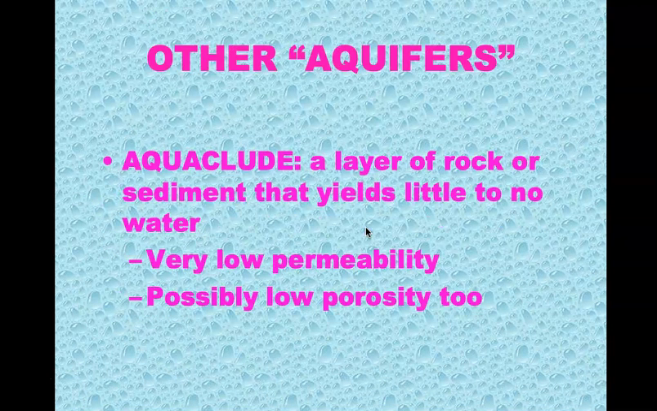Aquaclude, as in exclude, okay, that gives up no water, or it has no water. All right, there's two choices here. Typically, we use it to refer to that shale, as we were talking about a couple minutes ago. Very low permeability. There's probably some pore space there. Okay, it can hold some water, but you aren't getting it out. But it also, as I say, possibly low porosity. Okay. Also, potentially, you could talk about one of those igneous rocks as an aquaclude.